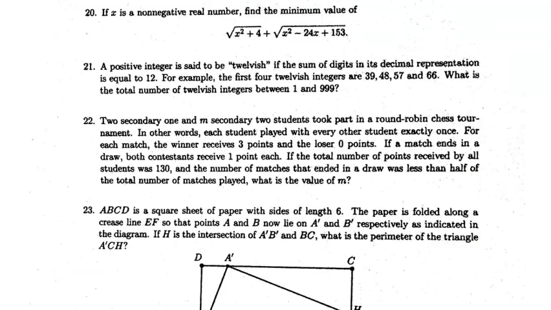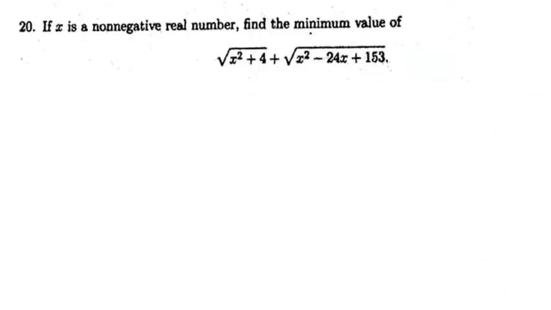SMO 2019 Junior Section First Round Problem number 20. If x is a non-negative real number, find the minimum value of this term. Okay, because we want to find the minimum value, we differentiate this. X is non-negative, so also we should pay attention to the x that we find. We should differentiate, and also we should consider endpoints. For this one, we don't have endpoints because x can be any number here.